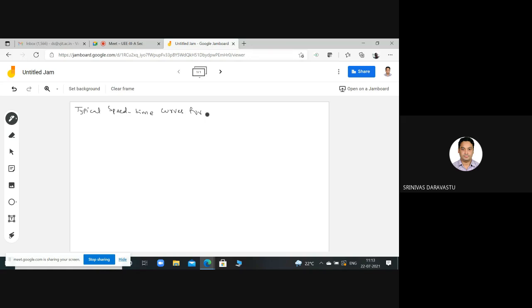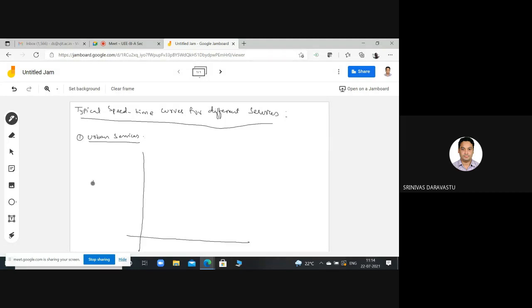Next one is the typical speed time curves for different services. Okay, now first one, city services or urban services. I draw a curve for urban services. Now this one is speed in kilometers per hour, and next one is time in seconds.